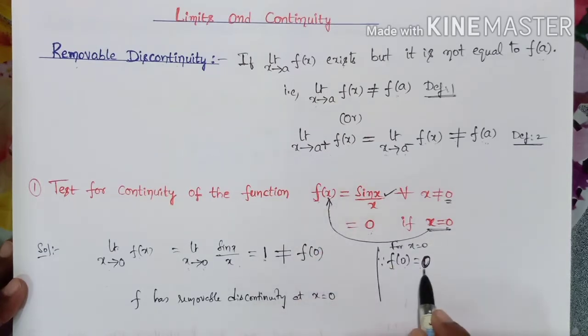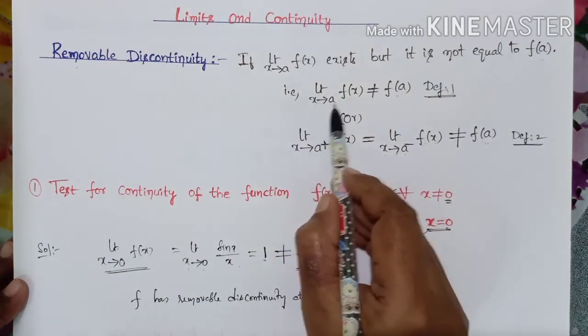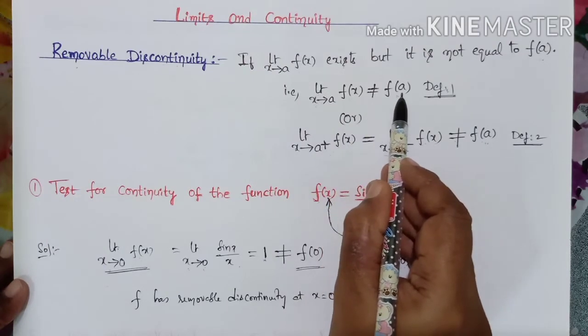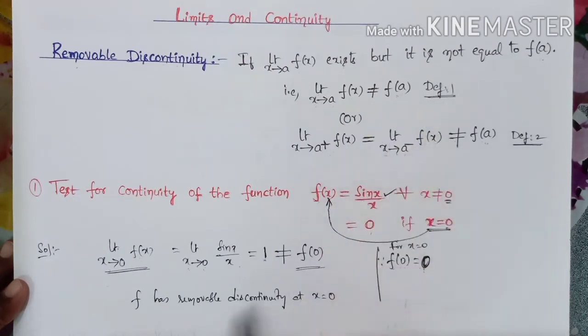1 is not equal to 0. That means 1 is not equal to f(0). That means the limit as x tends to 0 of f(x) is not equal to f(0). The limit as x tends to a of f(x) is not equal to f(a) according to definition 1. Then f has a removable discontinuity at x equal to 0.